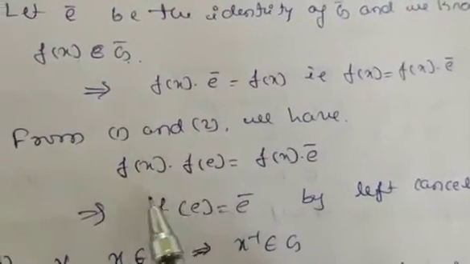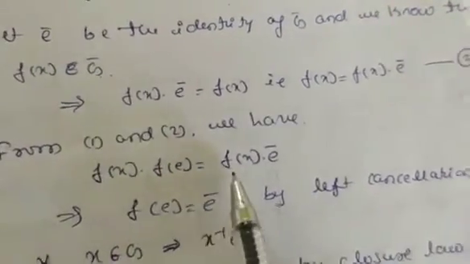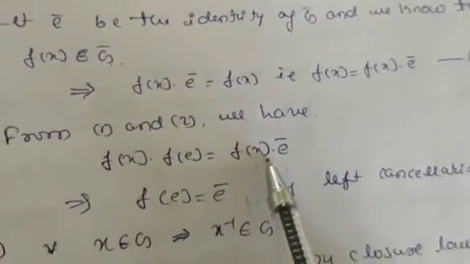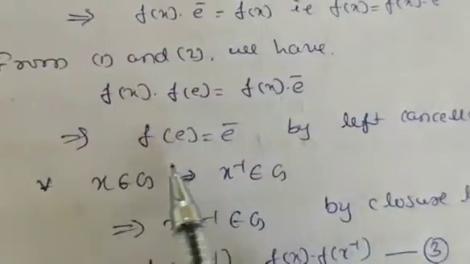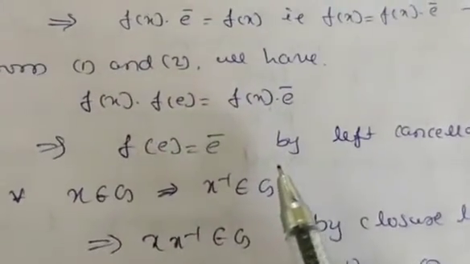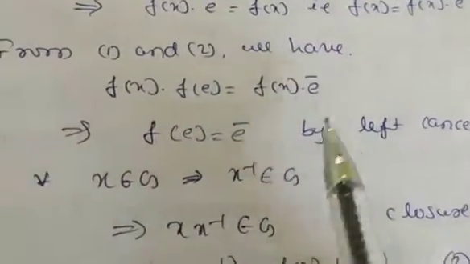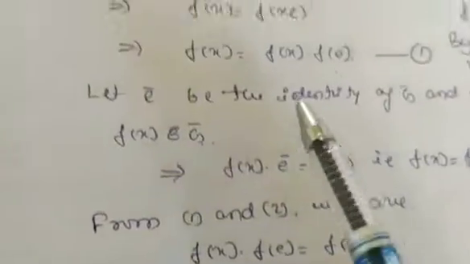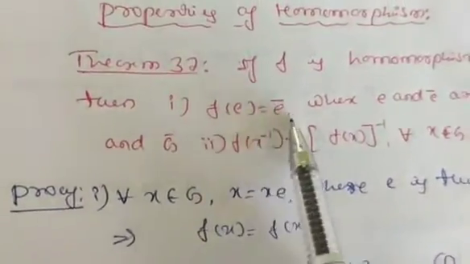So this implies f(x) f(e) = f(x) e bar. This is equation 1 and this is equation 2. The LHS of equations 1 and 2 are the same, so we can equate their RHS. This implies we can cancel f(x) on both sides by the left cancellation law. It is simply f(e) = e bar. So this is the proof of the first result. We got f(e) = e bar.